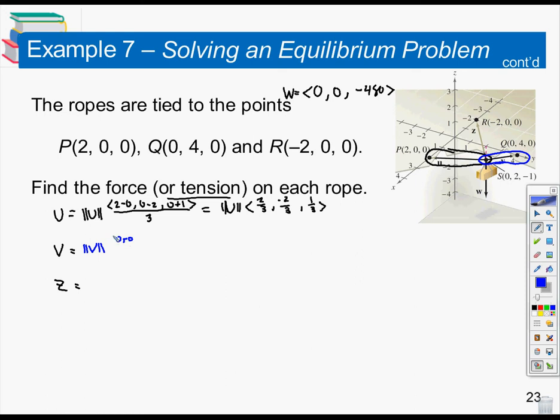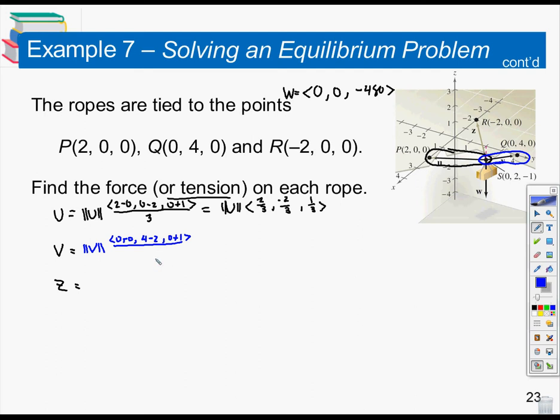Minus 0. Right, subtracting the x's. And then 4 minus 2, subtracting the y's. And then subtracting the z's, 0 minus negative 1. So now I have the component form of that vector.